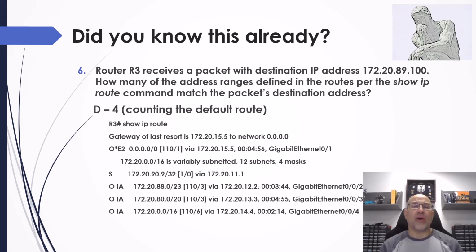Question number 6, router R3 receives a packet with a destination IP address of 172.20.89.100. How many of the address ranges defined in the routes per the show IP route command match the packet's destination address? All right, well, we know right away that the default route is going to match, so that's 1. Now the destination is 89.100. If we look all the way at the bottom, 172.20/16, that covers that, so that's 2.